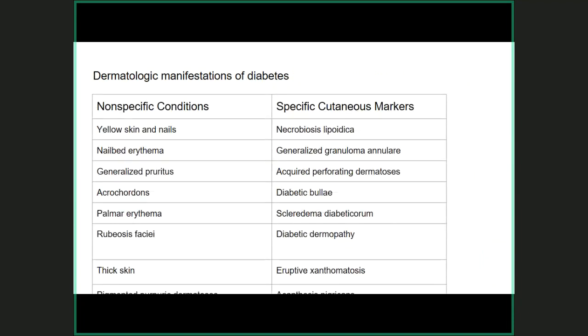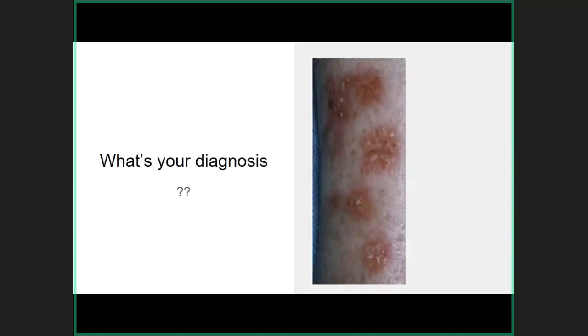Even amongst these, some are specific markers, while some are non-specific markers. We will focus more on the specific markers, which are necrobiosis lipoidica, which when it occurs in diabetes is diabeticorum, generalized granuloma annulare, acquired perforating dermatosis, the diabetic bullae, scleroderma diabeticorum, eruptive xanthomatosis, and the acanthosis nigricans. I think that got cut off there. So what's your diagnosis here?